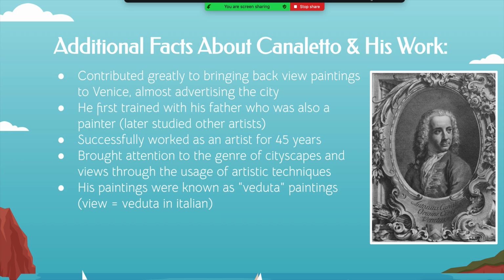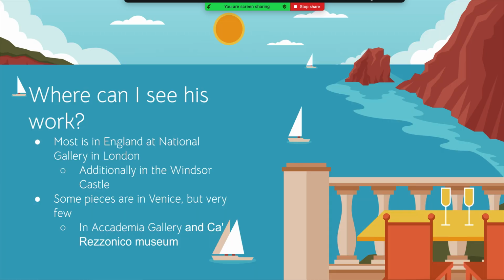He worked successfully as an artist for 45 years. And it's just truly remarkable, the things that he's done. And if you're wondering, where can you see his work? It's mostly in England at the National Gallery in London and also a little bit in the Windsor Castle. And it's actually interesting to note, even though he was from Venice and a lot of his paintings were depicting places in Venice, only very few can be found in these two places. So that's interesting to note, but yeah, we discussed why, because he grew very popular in London.